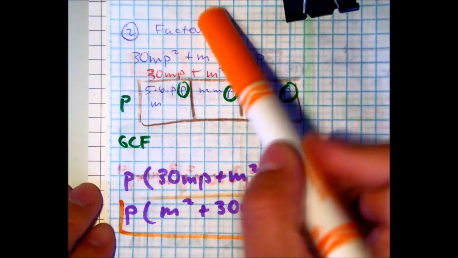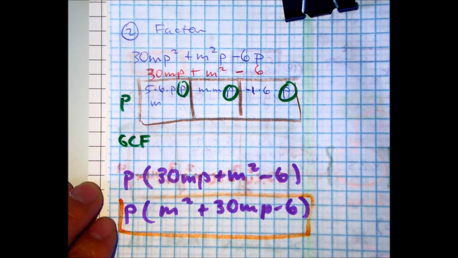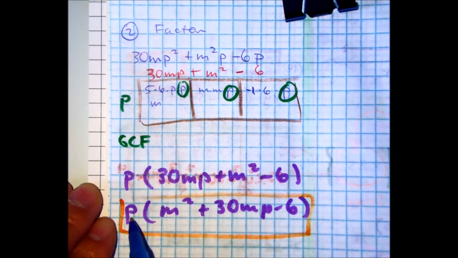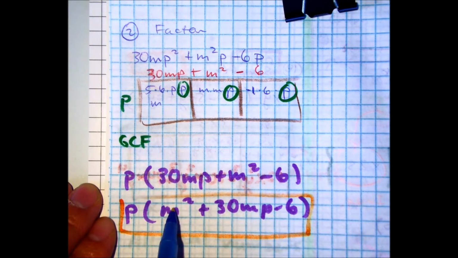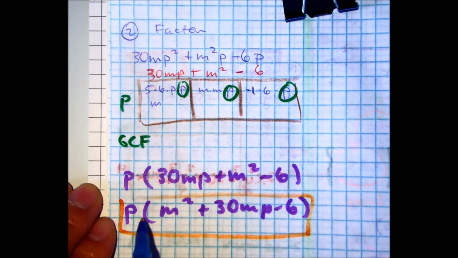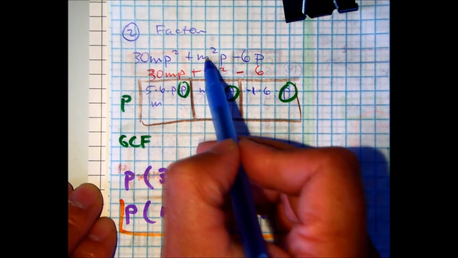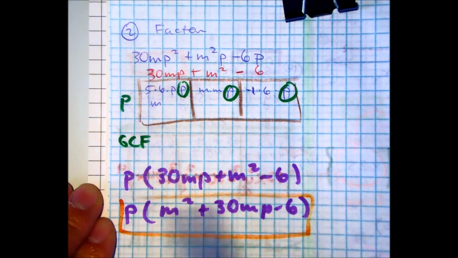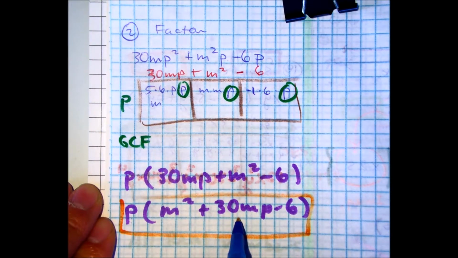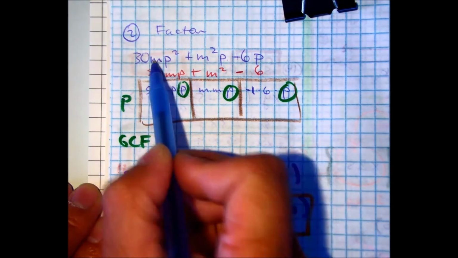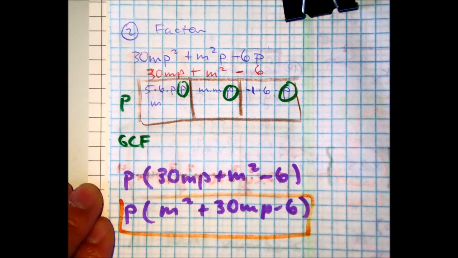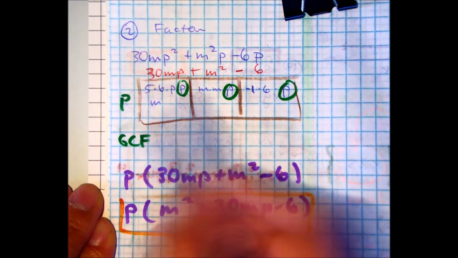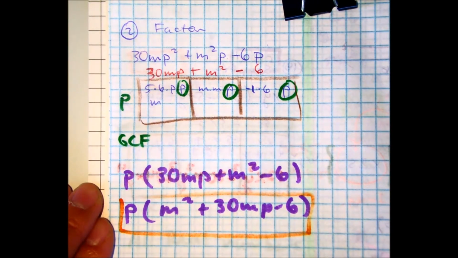And you can see how factoring is the opposite of distributing. Because if you just distribute, P times M squared gives us what? M squared P. P times 30 MP gives us what? 30 MP squared. And P times negative 6 would give us negative 6P. So a great way when you factor is to check your answer.